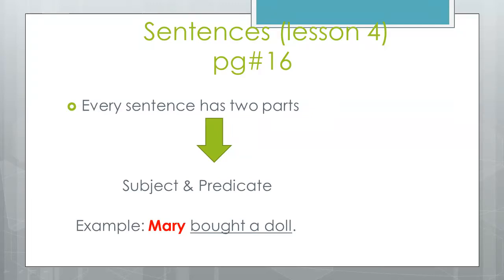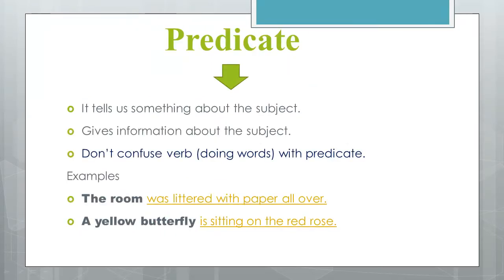Now you would be asking me, what is predicate? Predicate is the part of sentence that tells us information about the subject. We remove subject from the sentence and the rest of the sentence is predicate. In the example we discussed, Mary bought a doll. Mary is subject. We took the subject Mary aside and the rest of the sentence, bought her doll, is predicate as it is giving us information about the subject. That subject has done something.